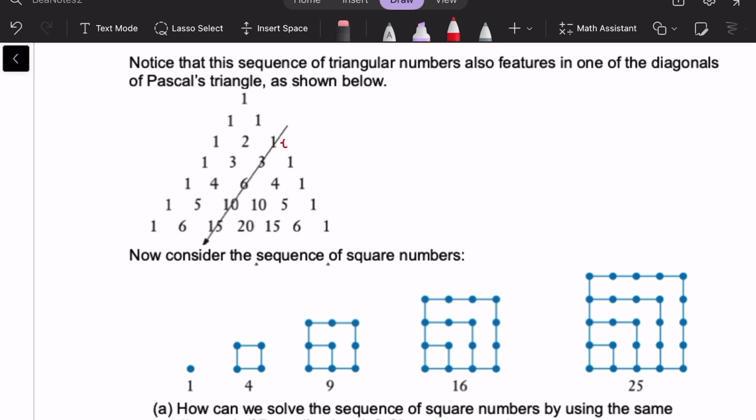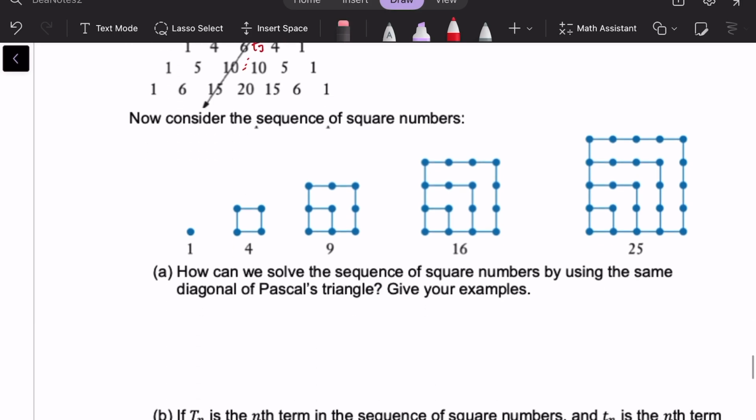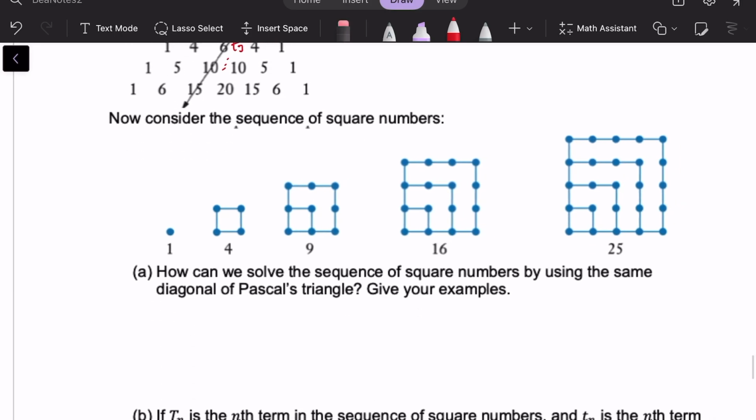I'm going to quickly do some naming. Let this one be little t1, little t2, little t3, etc. And let's name these square numbers T1, T2, T3, T4, T5, etc.